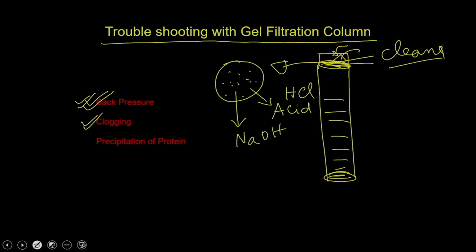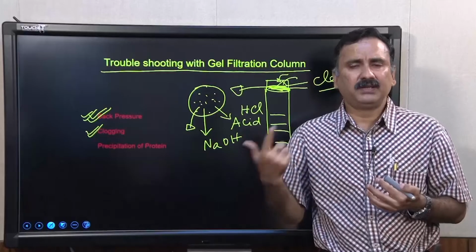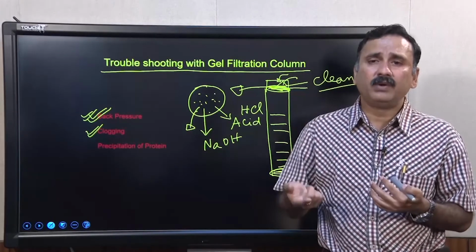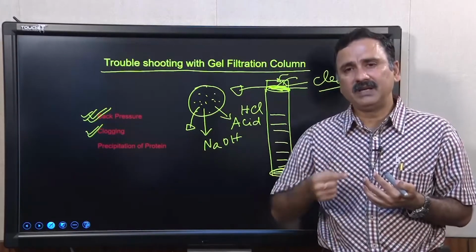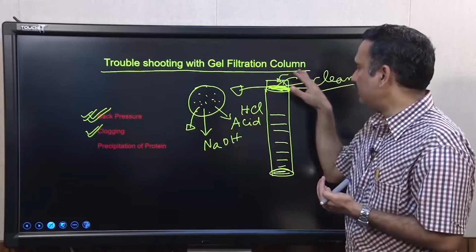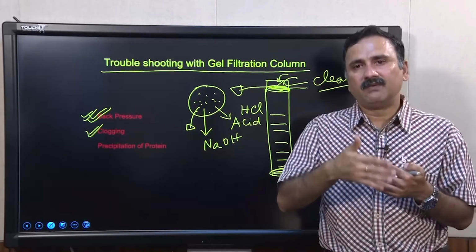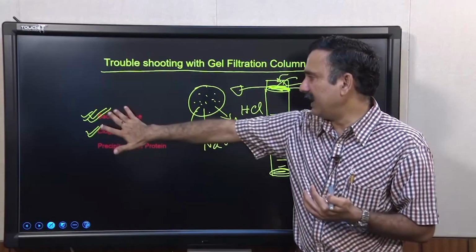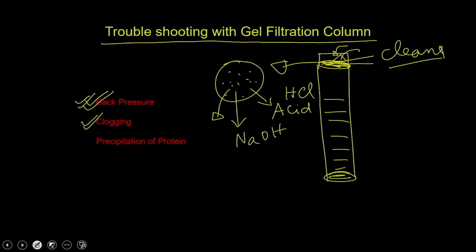If that is not good enough, you can still treat the filters with organic solvents, which are not going to affect the filters, and that is how your filter is going to be cleaned. Then you can put the filter back, and it should definitely take care of the back pressure as well as the clogging problems.